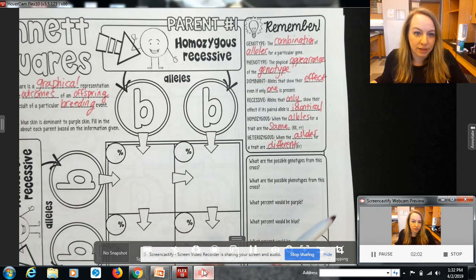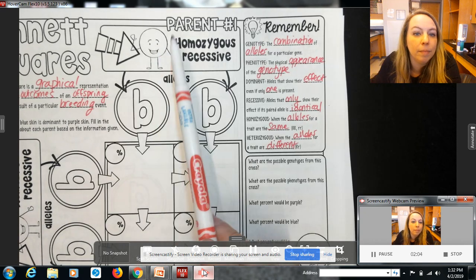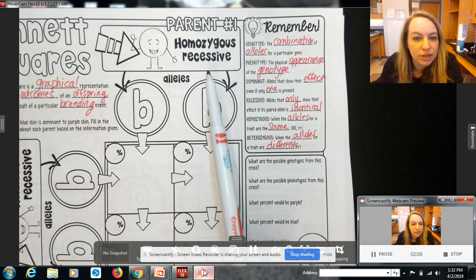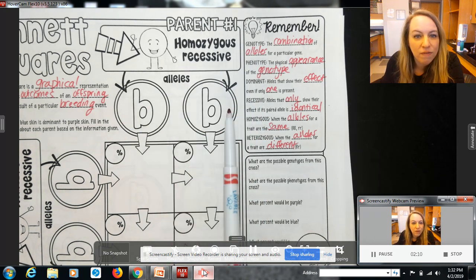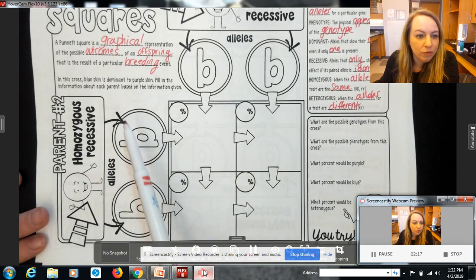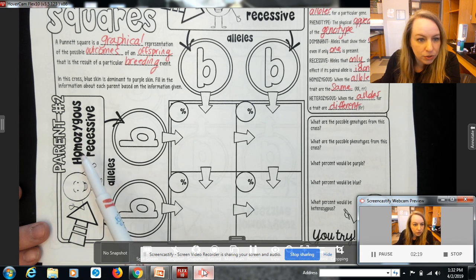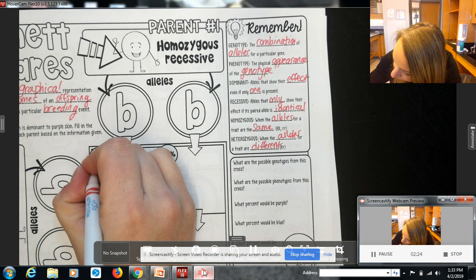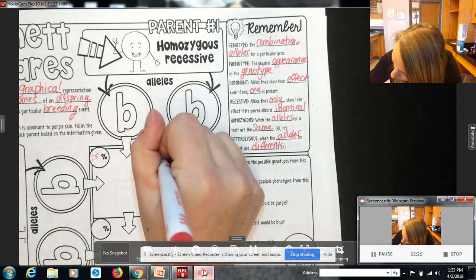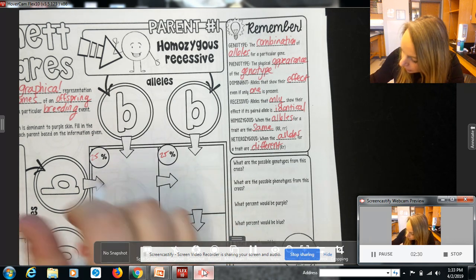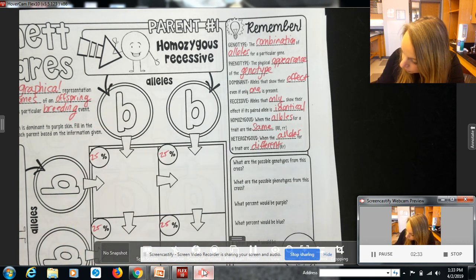Okay, so let's look at this cross that we're doing. Here I have parent one is homozygous recessive. Remember that the prefix homo always means the same. So I have two of the same allele, two recessive alleles. And over here, parent two, also homozygous recessive. Just recall that each box represents a 25% likelihood, because 1 out of 4 is 25%.